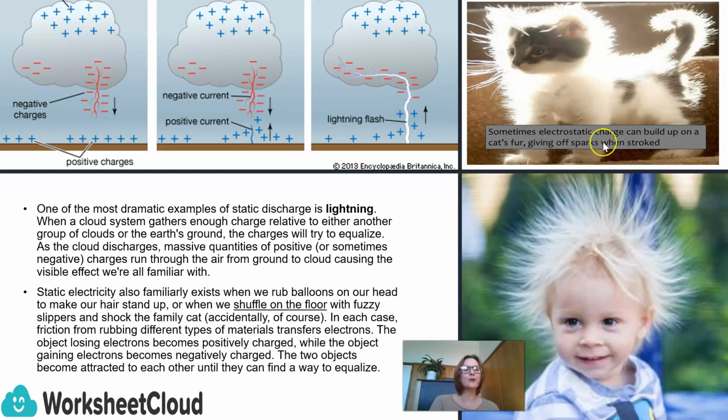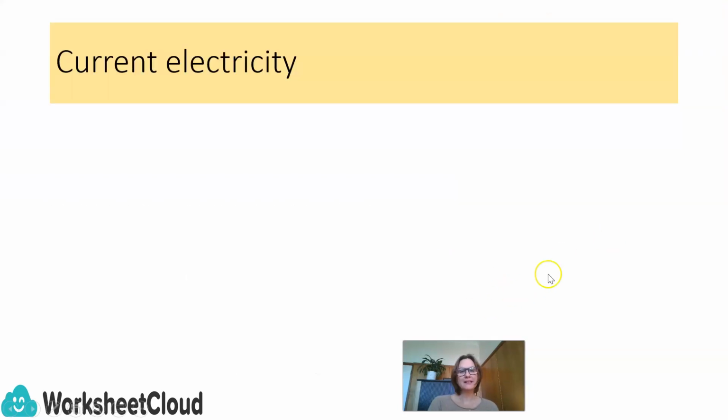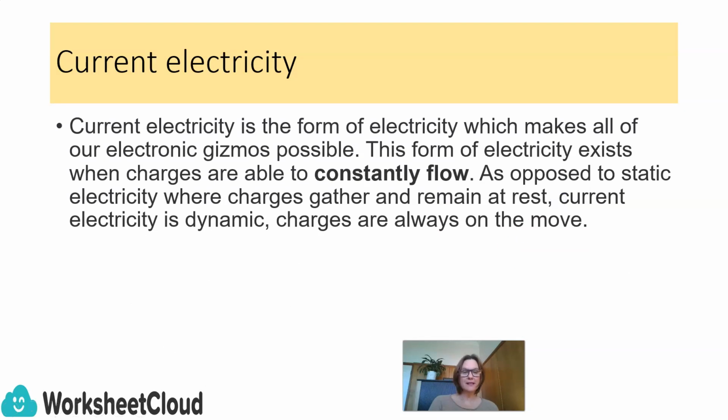And isn't that a cute little pic there? Sometimes electrostatic charges can build up on a cat's fur, giving off sparks when stroked. Okay. So let's take a look now at current electricity.